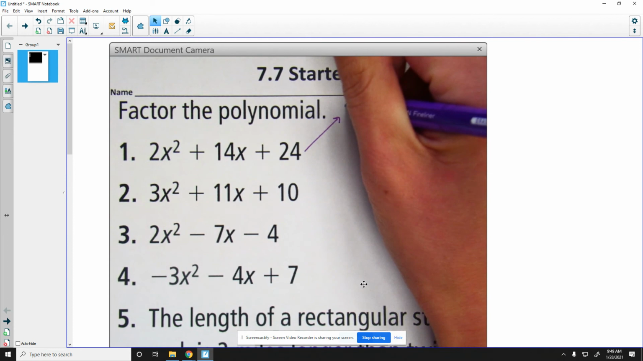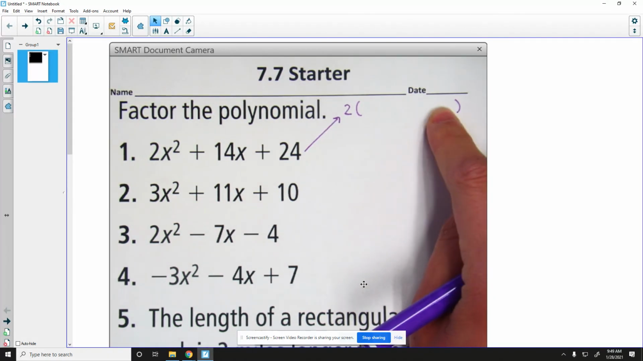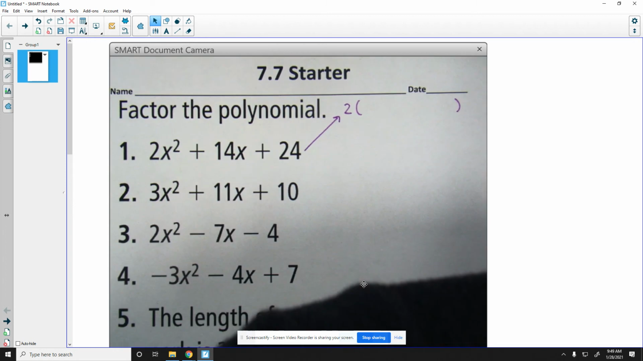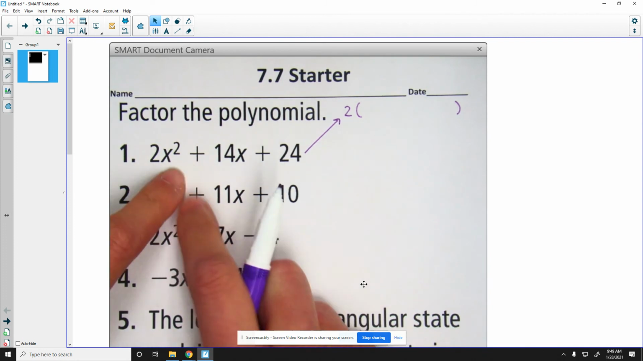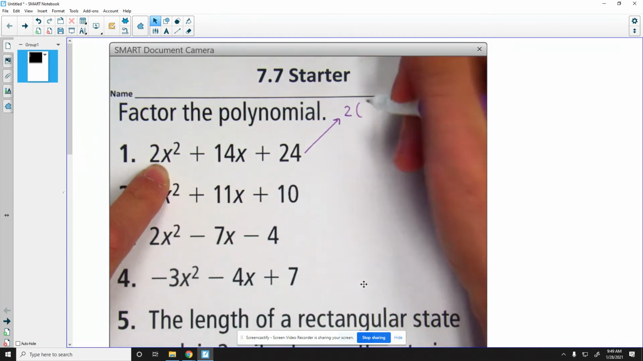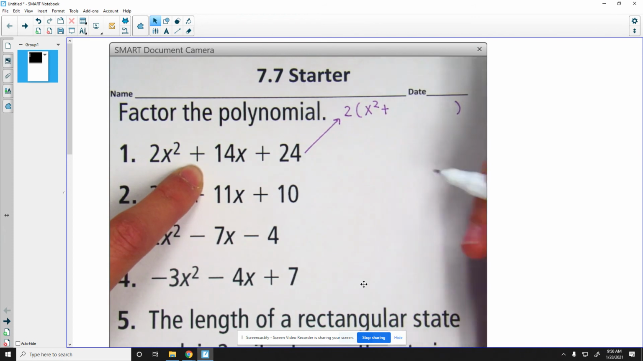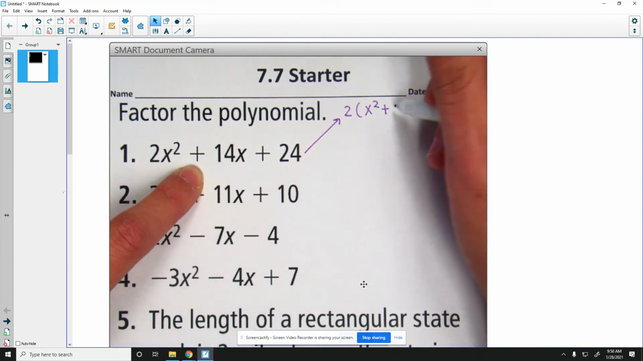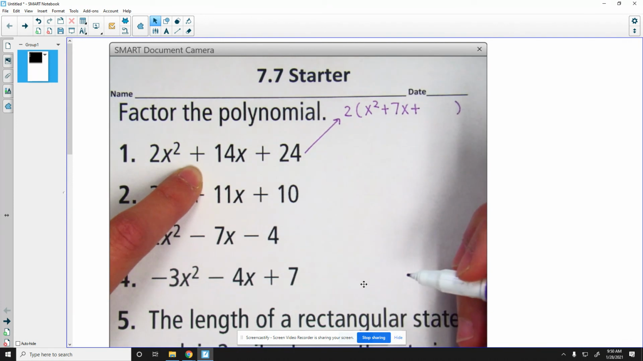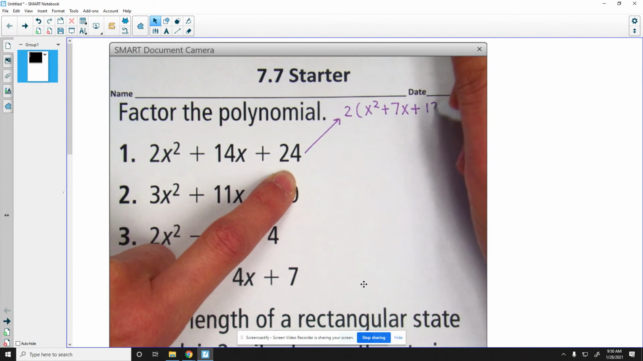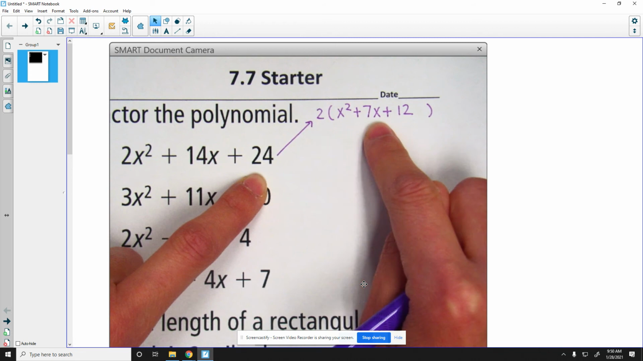Okay, so I can take out a 2, and then I have a bunch of things that I'm factoring out, right? So if I take out a 2, then do you see how when I divide, because I'm factoring here, this first term, 2 divided by 2 is 1, so I just have an x squared left over. And then I have a plus. 14 divided by 2 is 7, so I write a 7x. And then I write a plus. 24 divided by 2 is 12. Oh, look. So now I factored out the 2.